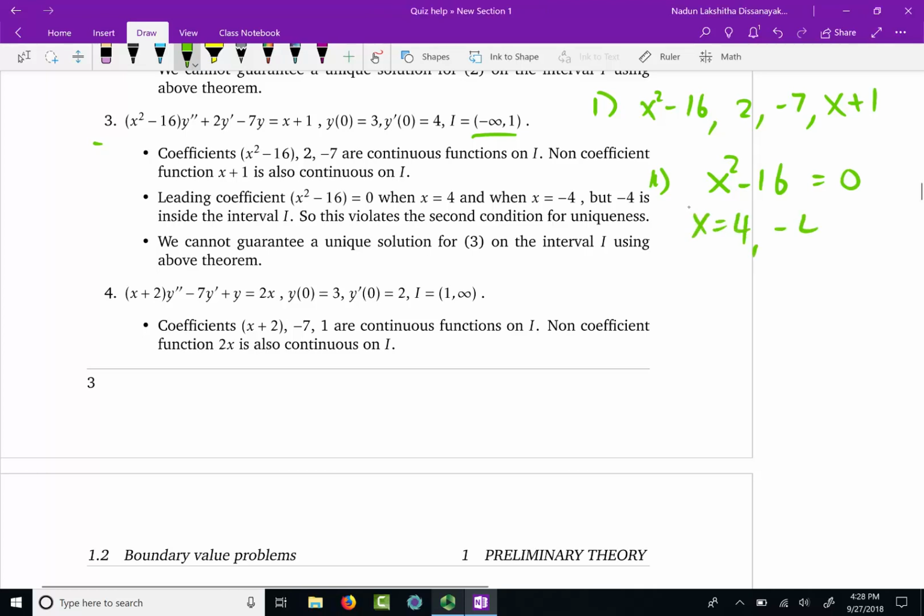Don't forget negative 4. Negative 4 squared is 16. 16 minus 16 is 0. So the leading coefficient is 0 at these two values. Now, are these two values inside the interval?